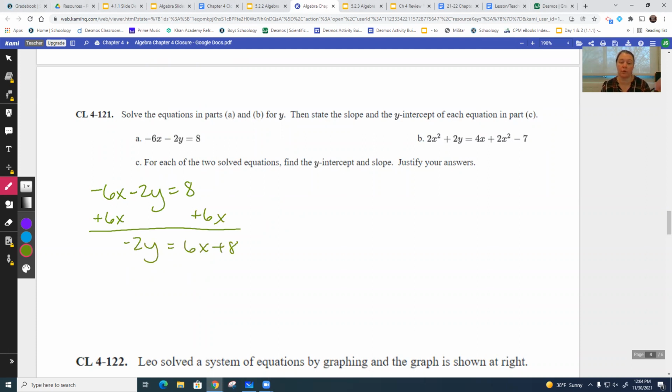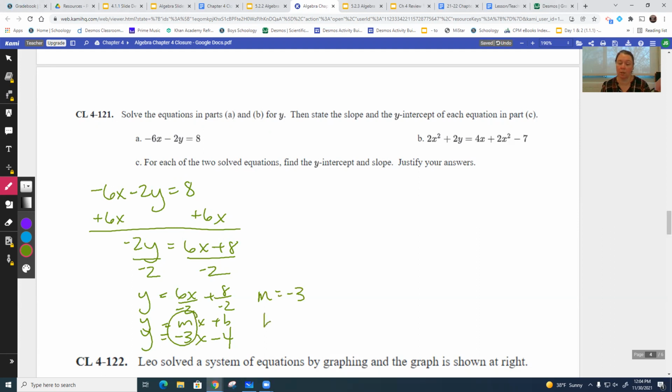I'm going to put the 6x first because I want to have slope-intercept form, and then I'm going to divide both sides by negative 2. I have to divide the 6x by negative 2 and the 8 by negative 2. So then I have y equals negative 3x minus 4. When I compare this to slope-intercept form, the negative 3 is in the spot of the slope, not negative 3x, just the negative 3, and the negative 4 is in the spot of the y-intercept. So there's my slope, there's my y-intercept.